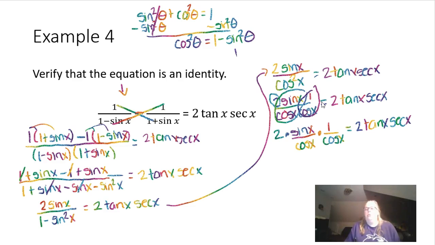Well, I wanted a 2. I've got my 2. The sine over the cosine, this is actually one of our quotient functions. The sine over the cosine is the same thing as the tangent. So we have 2 times the tangent of x. And then 1 over the cosine is a reciprocal identity. That goes with the secant. So we can turn that into the secant of x. And on the other side, we have 2 times the tangent of x times the secant of x. This is what I wanted, and so we have proven our identity.